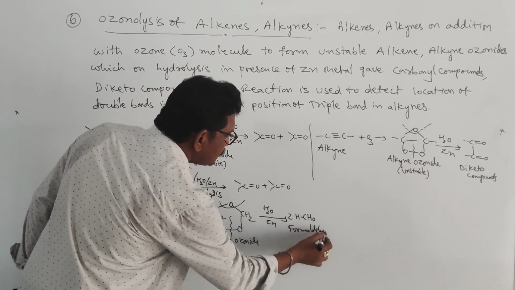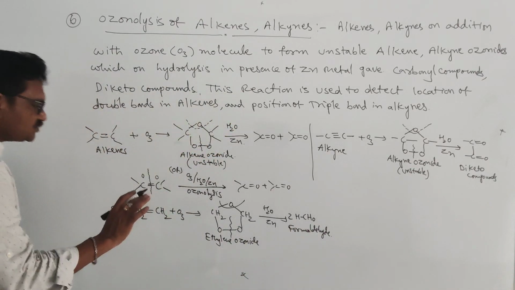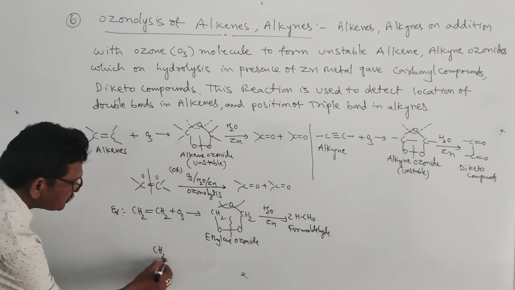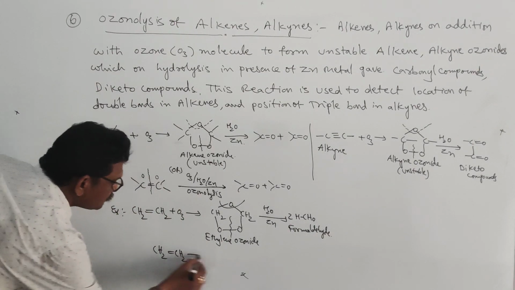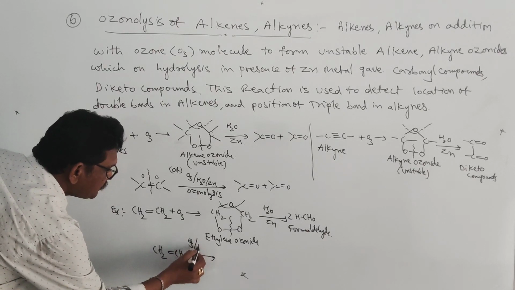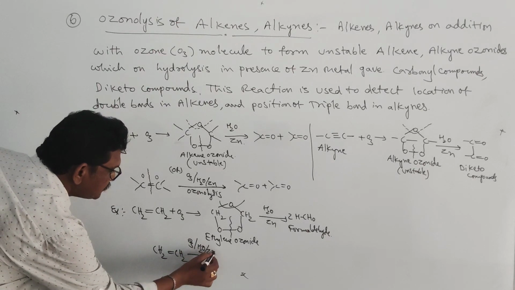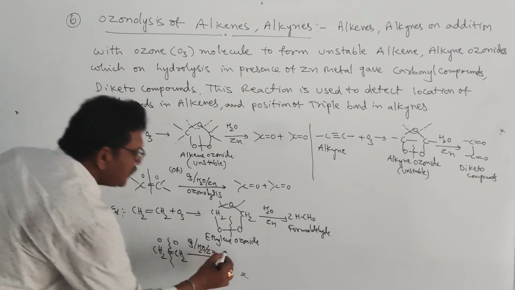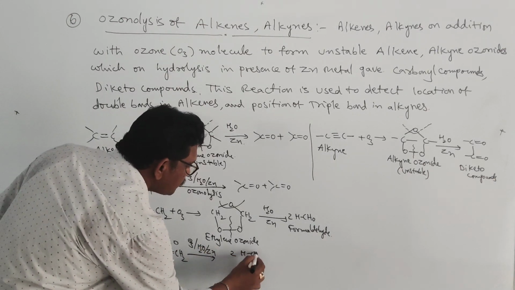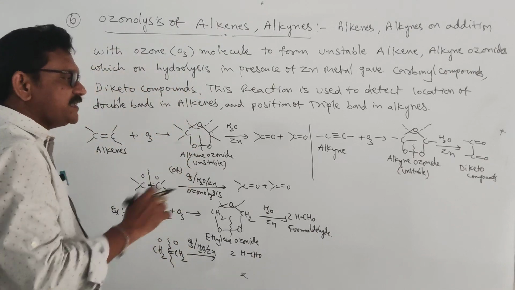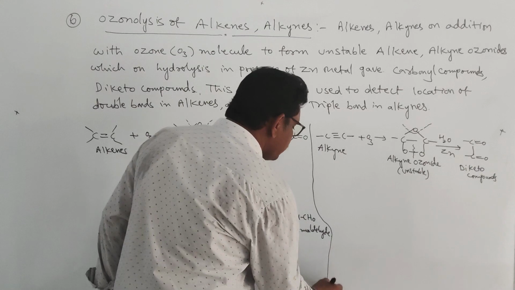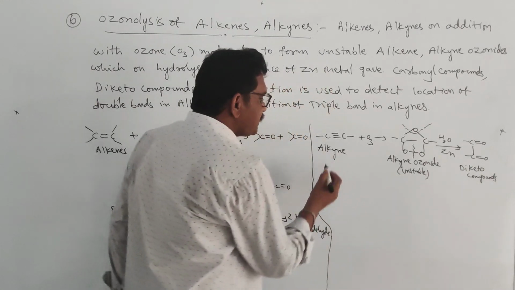Formaldehyde. This reaction you can write in a short manner. What is that? You just put CH2 double bond CH2, on ozonolysis O3, then H2O, zinc. Just cut here, put oxygen on either side. Ultimately, you are getting 2 moles of formaldehyde. This is the short way to write an ozonolysis reaction.